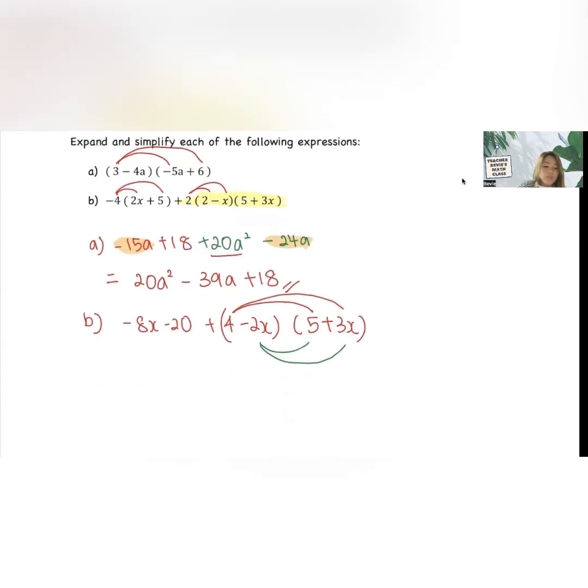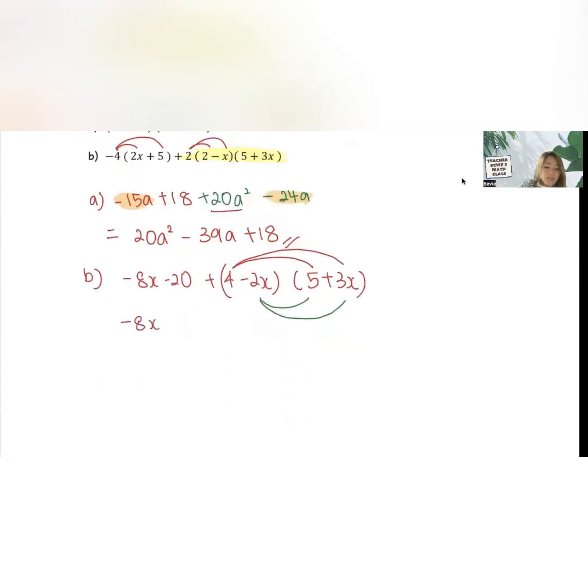All right, so the negative 8x minus 20, I'll copy it back. And now I'm going to do the rainbow portion for the red color part. 4 will come in first. That gives me 20 plus 12x. And now the green color portion, the minus 2x times 5 gives me minus 10x and minus 6x squared.